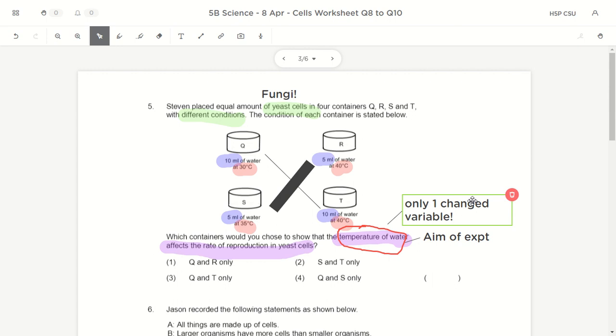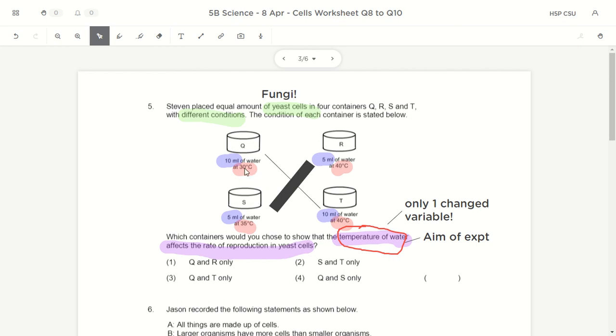So in every experiment, there's only one change variable because the differences you see in your results are only due to that one variable that you change. It's not due to a lot of different other factors. It's only due to the thing you change. So for this experiment, since I'm changing the temperature of water, that is the only thing I change. I don't change the volume. I don't change the location. I don't change the container. I don't change the type of yeast. Everything I keep the same except for my temperature. So I'm looking at containers with different temperature, but everything else is the same.